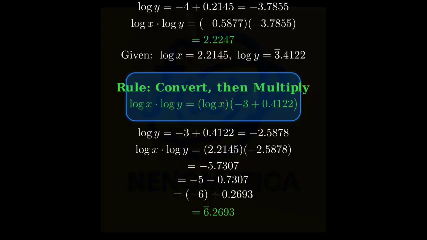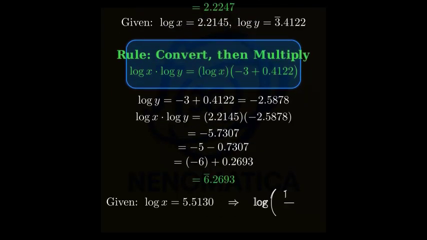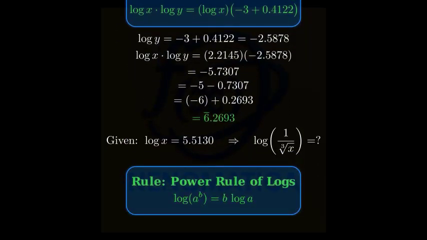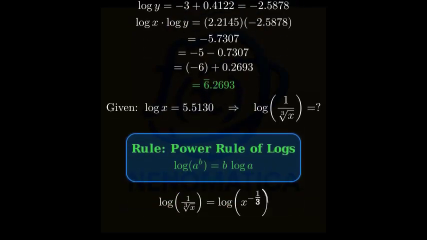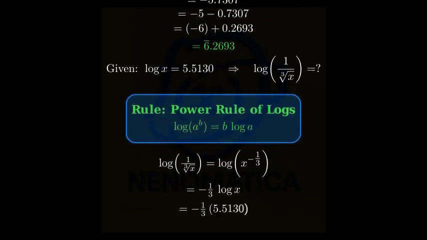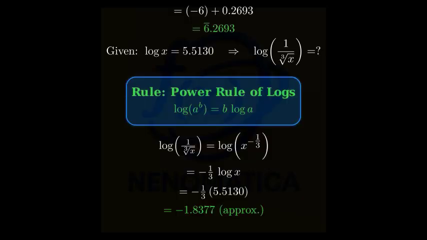Final problem. Transform a root using the power rule. Given log x equals 5.5130. Find log of 1 over the cube root of x. Rewrite as x to the power of negative 1/3. Then use the power rule. The result is negative 1/3 times log x, which equals negative 1.8377 approximately.